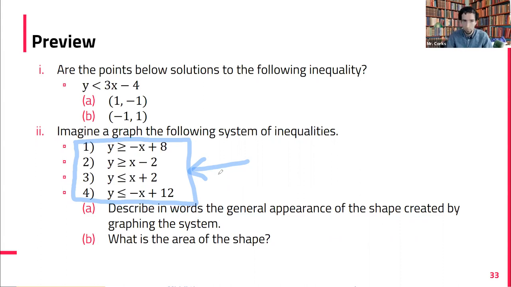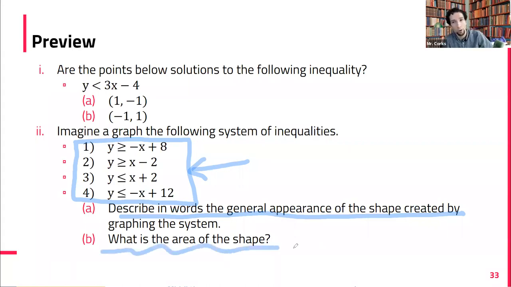So as a system, if we did that, then it's going to create a shape. If you put them on a graph, you'll see an actual shape. What does that shape look like? Just describe it in words. It's a circle, it's a triangle. Like, what is the shape? And then calculate the area of that shape. Once you see the shape, it will not be hard to calculate the area. But try to do the graphing and see what the result of a system of inequalities looks like.